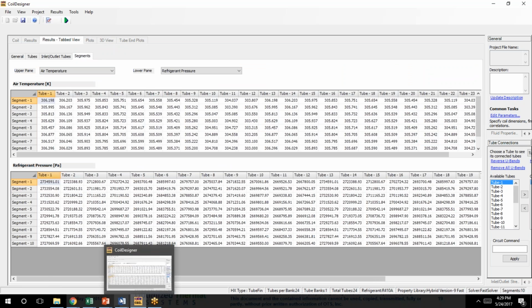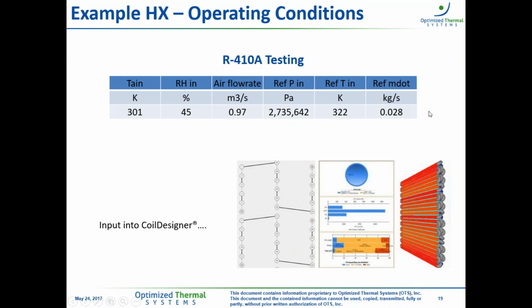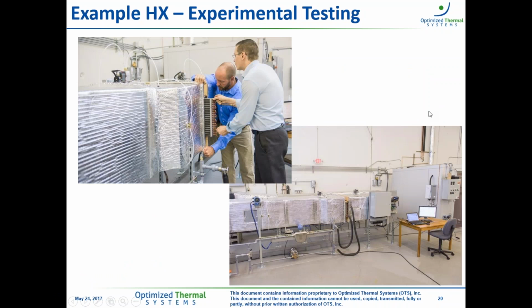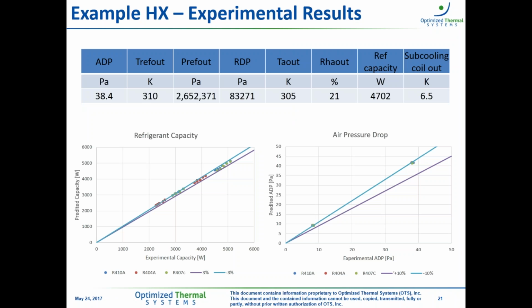So we're going to take this and compare to our experimental results. We took this same coil and tested it in a closed-loop wind tunnel under a number of different test conditions. And here, very briefly, I can see for this test point that my air pressure drop is coming out quite similarly with about 38 pascals. The overall capacity is coming out similar between the model and the experiment.